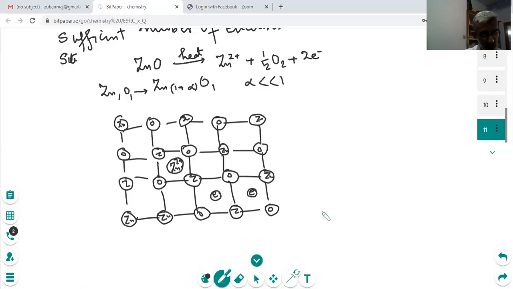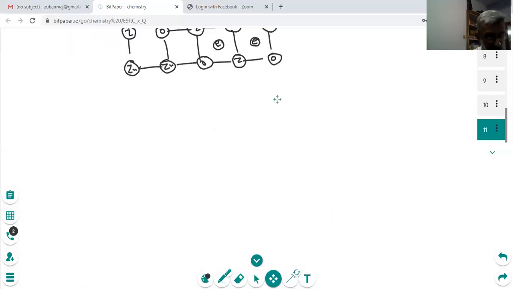Now, so this is a vacancy created by zinc getting converted. Now let's look at an anion vacancy created in the case of sodium. Anion vacancy by heating sodium chloride.